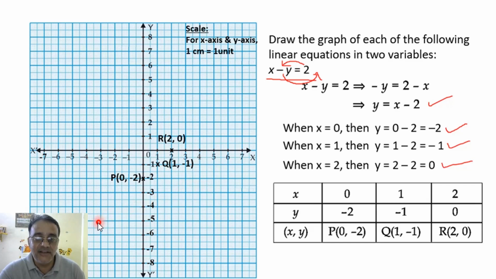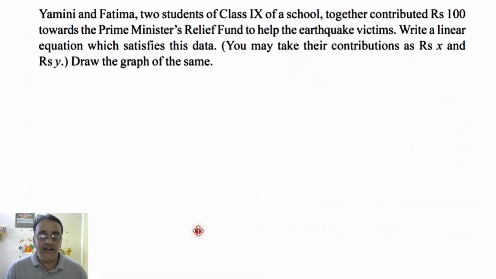Now we will draw the line which passes through all the 3 points. Next step, we have to write the equation here: x minus y is equal to 2. So our graph is completed. Any doubt? No, sir. इसमें एक और क्वेश्चन था, to draw the graph of 2 equations on the same graph. Okay, that example we will see after this one.